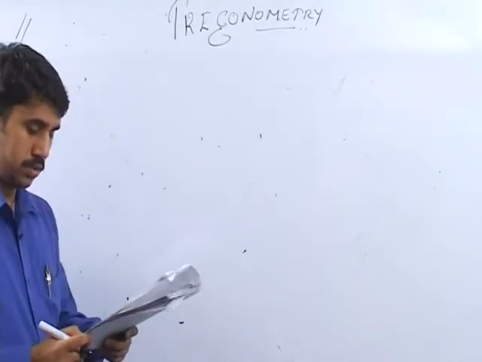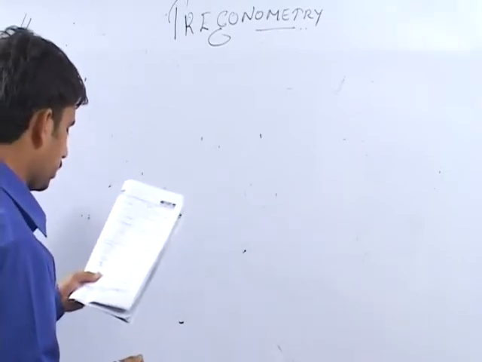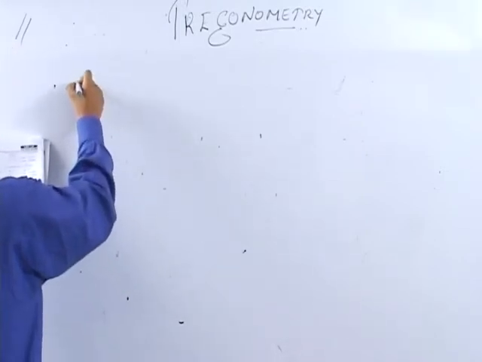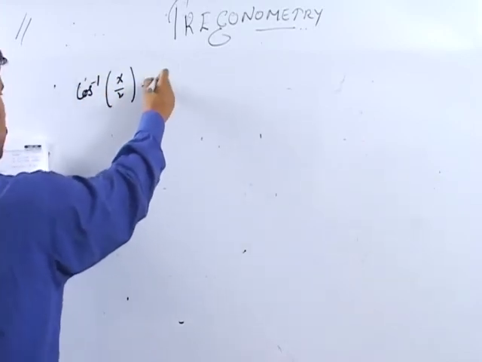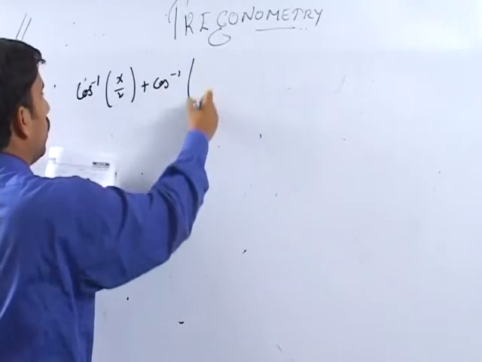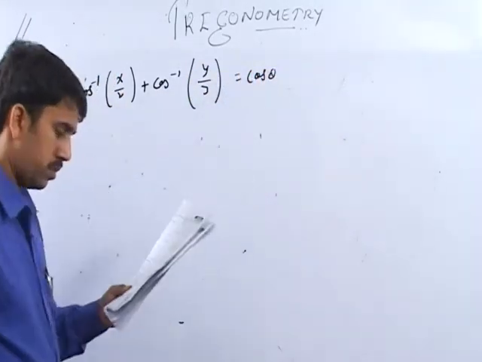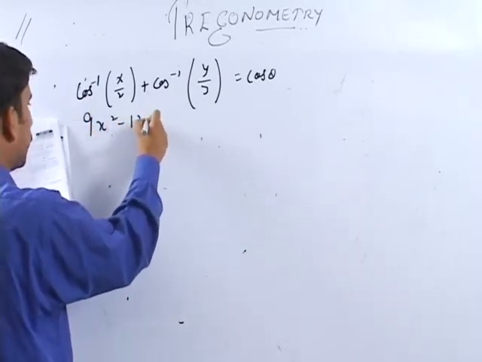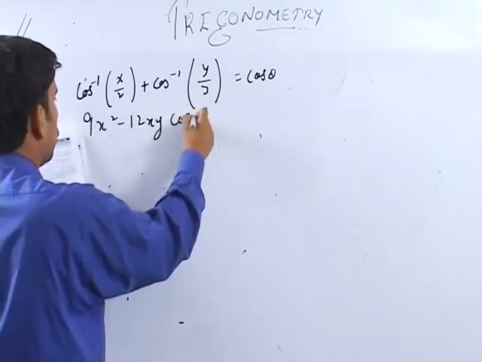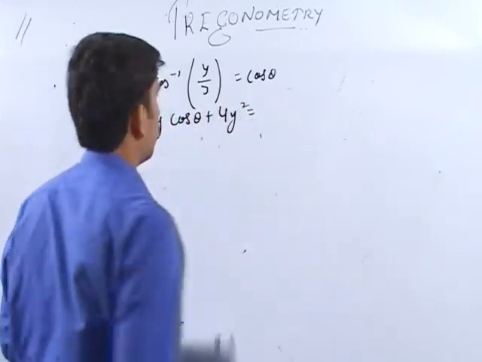Now the next question is, you have to find out that if cos inverse x by 2 plus cos inverse y by 3 is equal to cos of theta, then find the value of 9x square minus 12xy cos theta plus 4y square is equal to what?